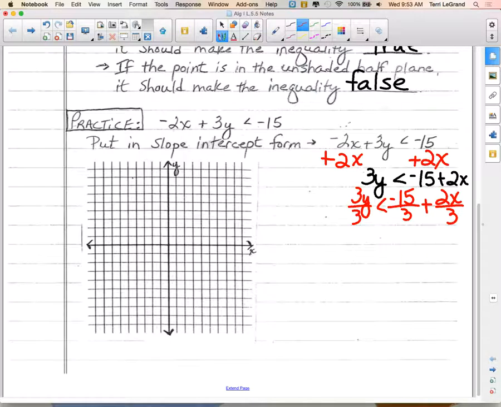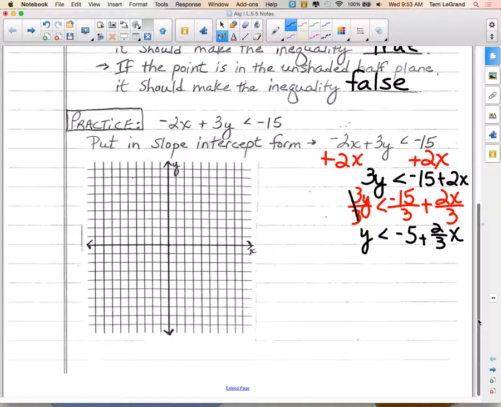As soon as you say the word divided by or multiplied by, let's go back and remember: when you're solving inequalities, if you multiply or divide by a negative number, what do you have to do? Reverse the symbol. Did we divide by a negative? No, we divided by a positive 3. So we are not going to reverse the symbol. We're going to leave it as y is less than negative 5 plus, well, 3 doesn't go into 2 nicely, we'll leave 2/3 x.